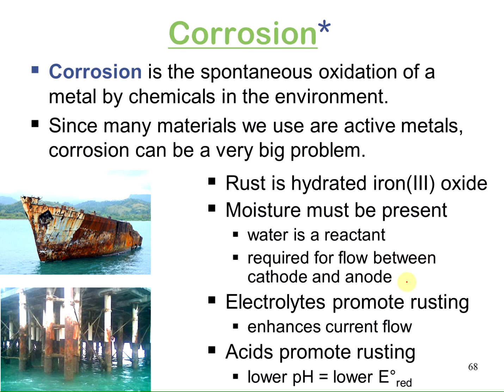Now, if you have salts around, so electrolytes, they promote rusting. This is why you see a lot of rusting, especially out in the ocean and things like that, because you've got a lot of salt in the water. Those electrolytes enhance the rusting process because it's going to encourage current flow. And then acids also promote rusting. So the lower the pH, the lower the reduction potential is. The lower the reduction potential is means it's going to be the greater oxidation potential.